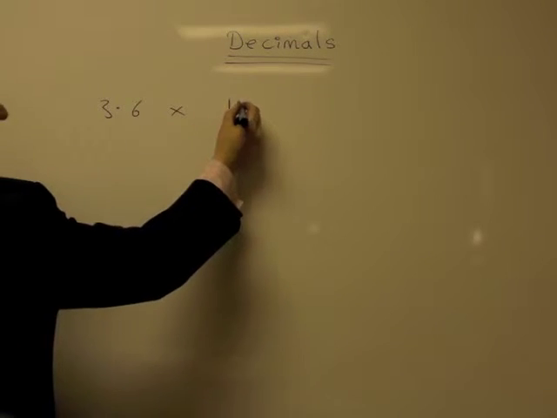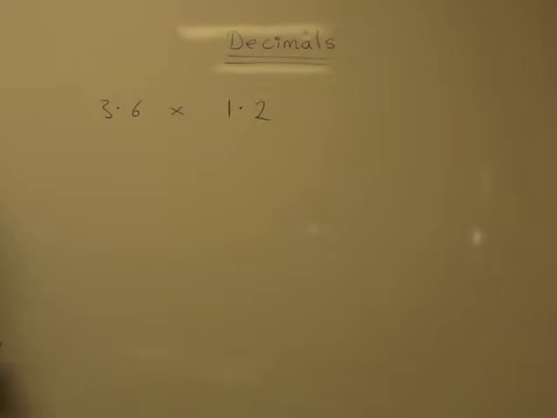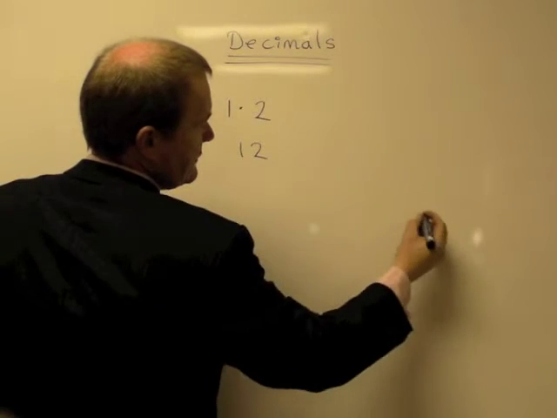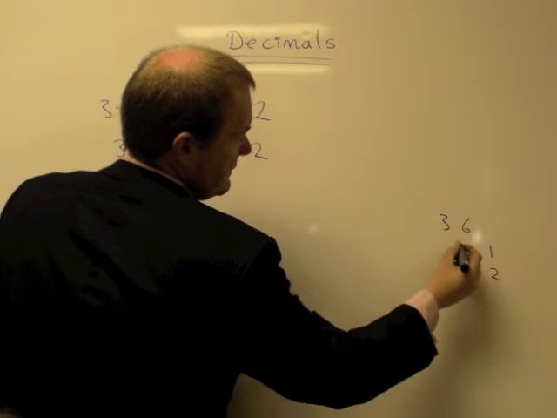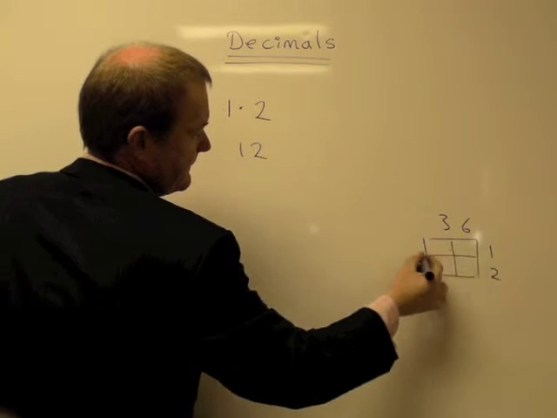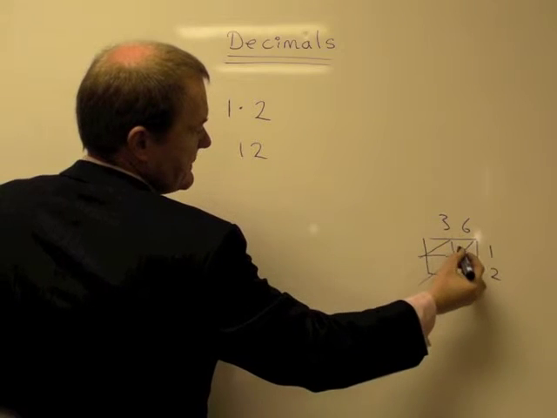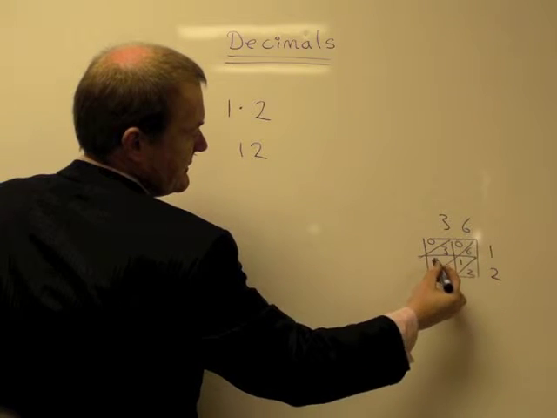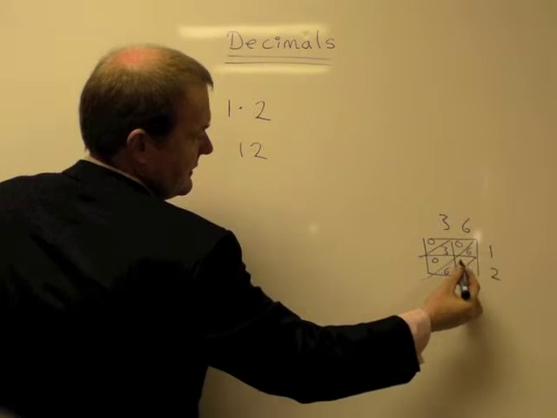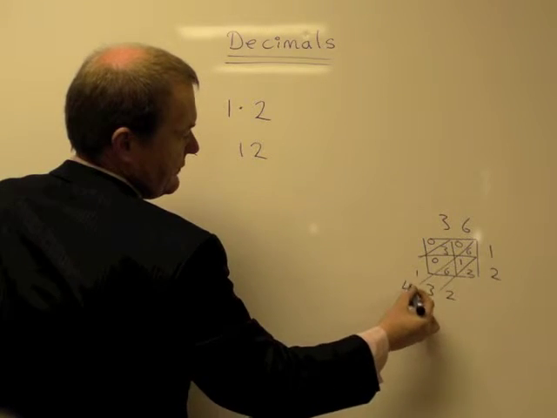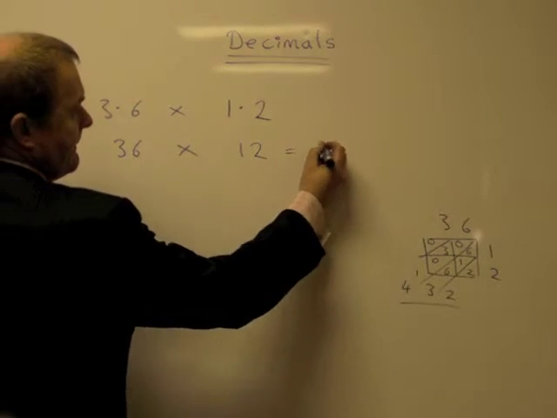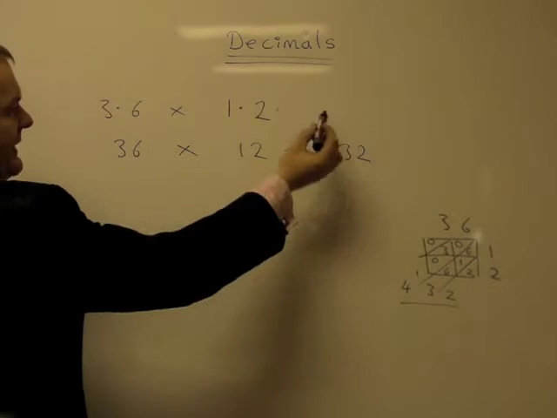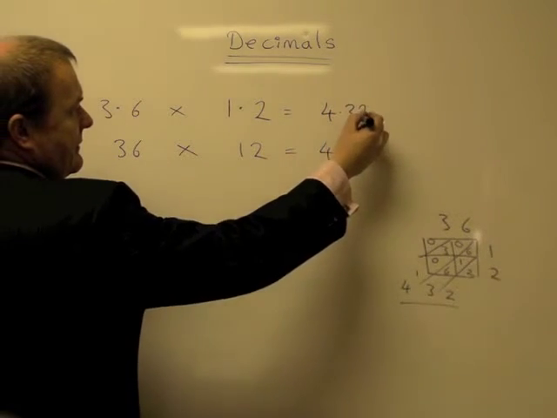Okay, 3.6 times 1.2. 36 times 12. Again, do the sum over here. 36 times 12. Make the grid. 1 6 is 6. 1 3 is 3. 2 6 is 12. 2 3 is 6. Add up down the diagonals. 2, 6, 12, 13. 3, 4, 432. Scaled up by a factor of 10, up by a factor of 10, so I've got to scale back by a factor of 100. 4.32.